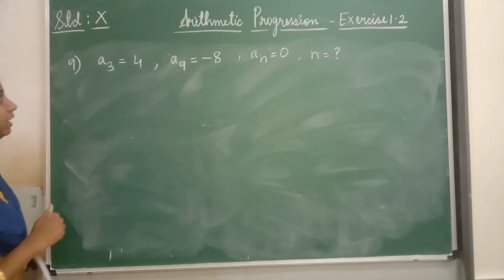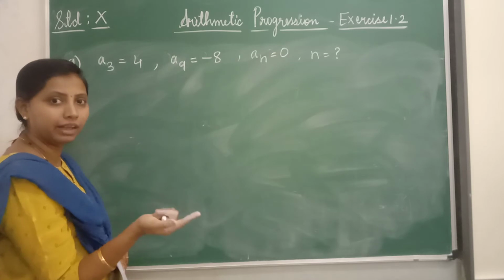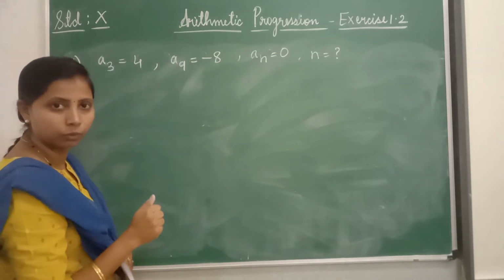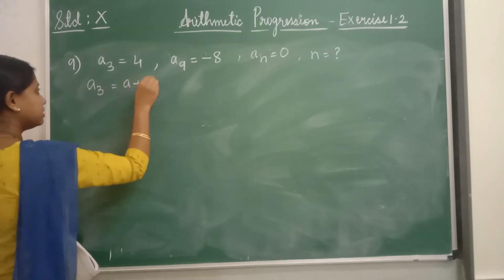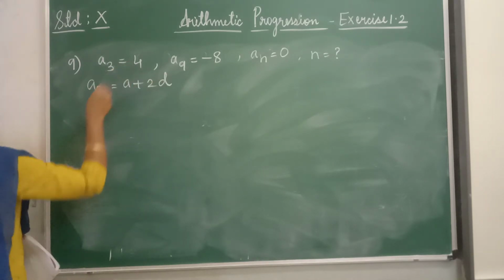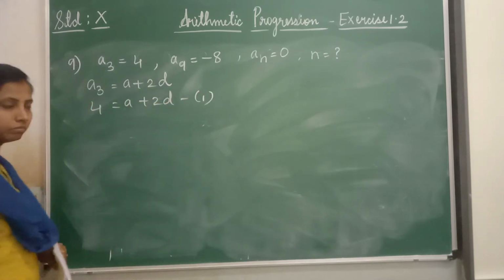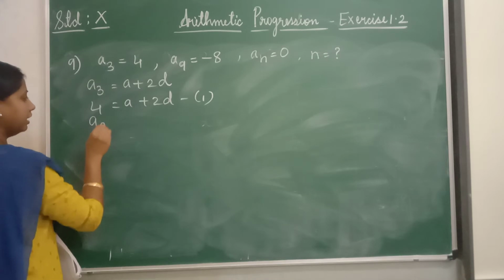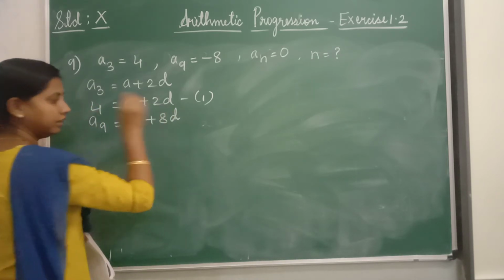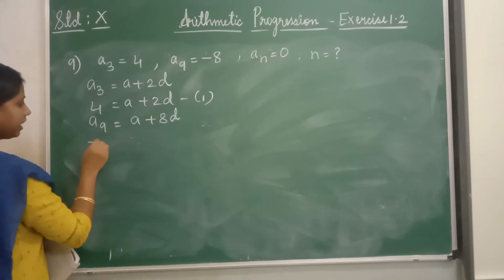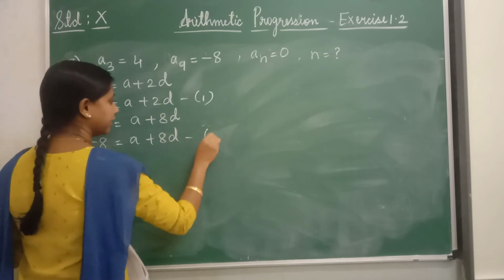To find A and D, again we have to use these two equations, get the values of A and D, and then find which term is 0. A3 is nothing but A plus 2D. A3 is 4, so A plus 2D equals 4, first equation. Second equation, A9. How can we get A9? A plus 8D. A9 is given as minus 8, so A plus 8D equals minus 8.